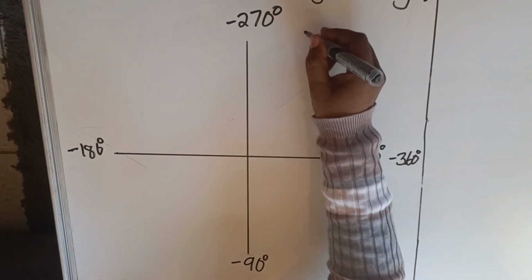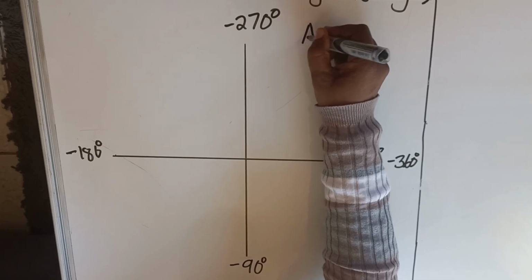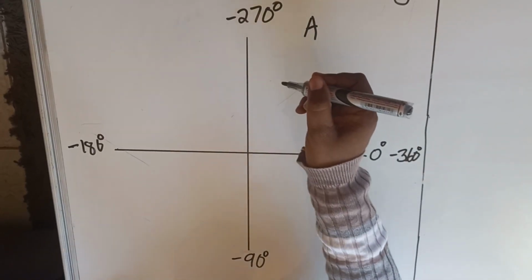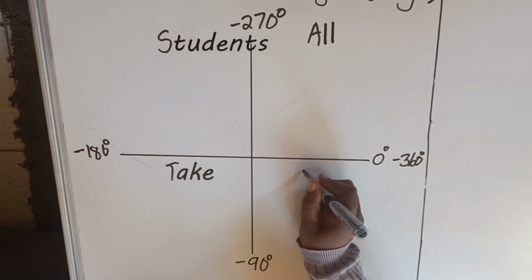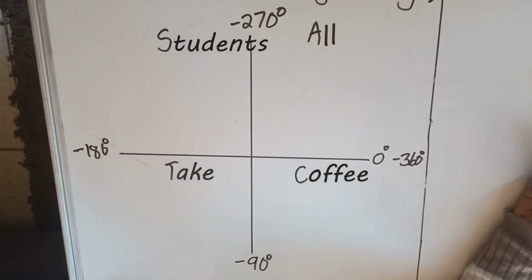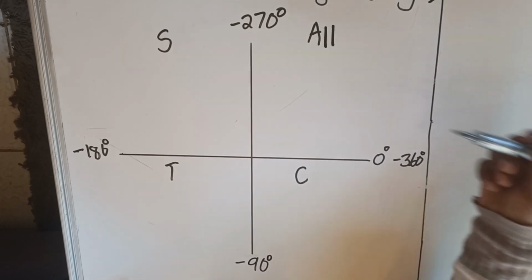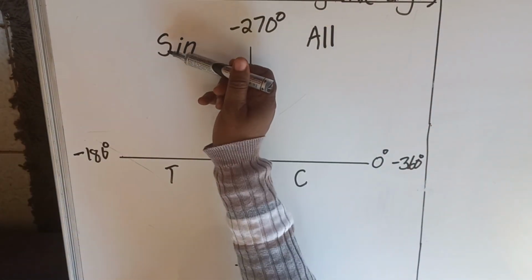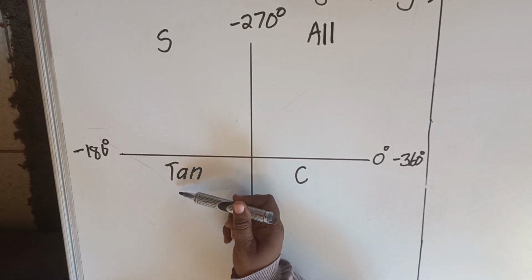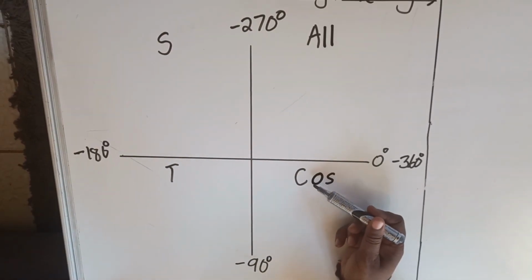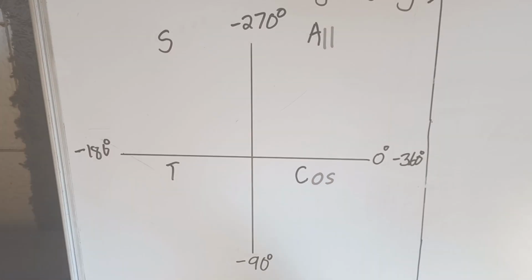Also, what is important is to remember that in the first quadrant, all ratios are positive. All Students Take Coffee, it depends how they made you memorize it at school. So this is All. Sine is positive in the second quadrant, tan is positive in the third quadrant, only cos is positive in the fourth quadrant.